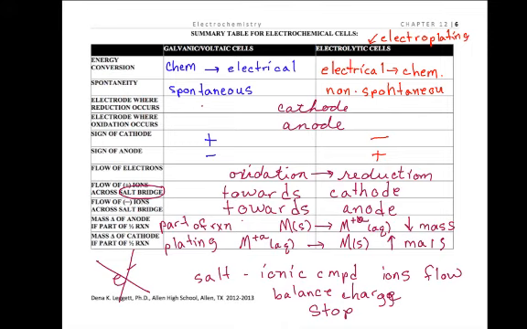So you see our key distinguishing characteristics here are our energy conversion, our spontaneity, and the conventions that are used for identifying the signs of the electrodes. So not too bad. So that's our summary for our electrochemical cells.